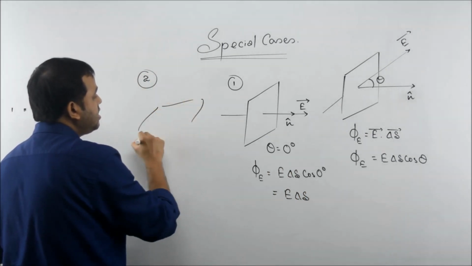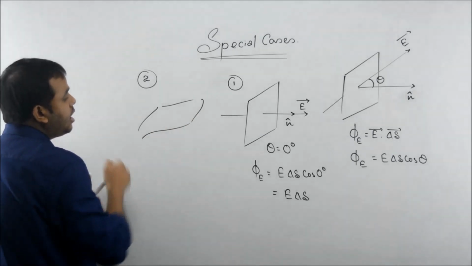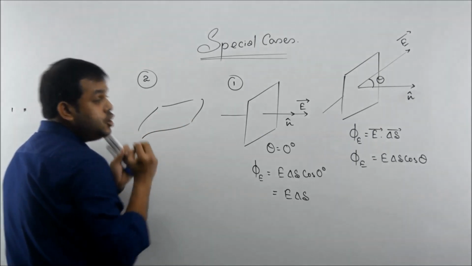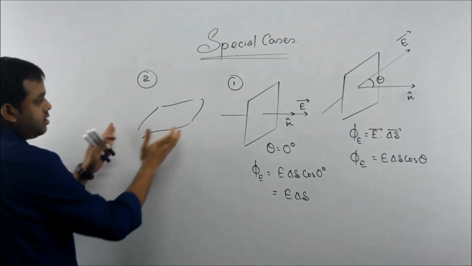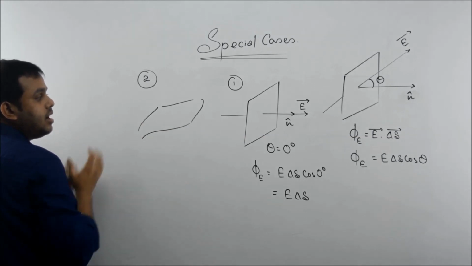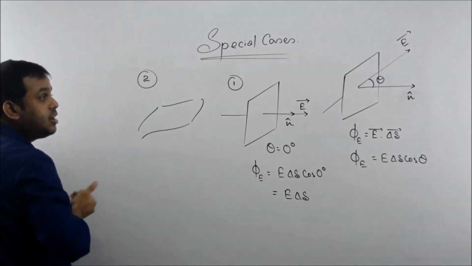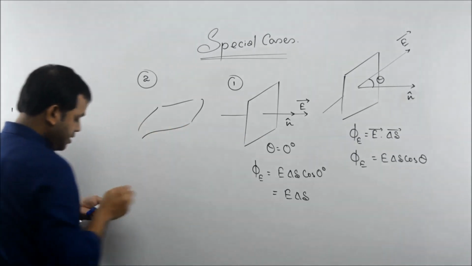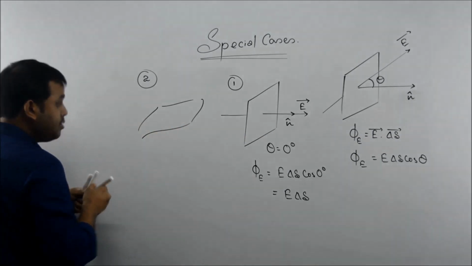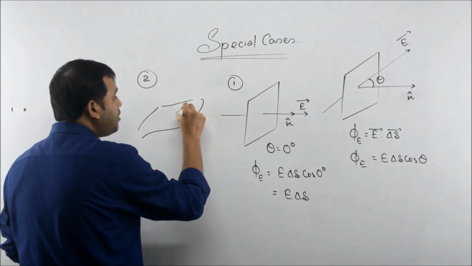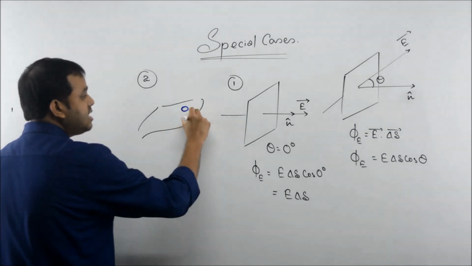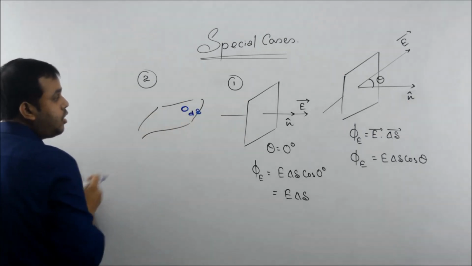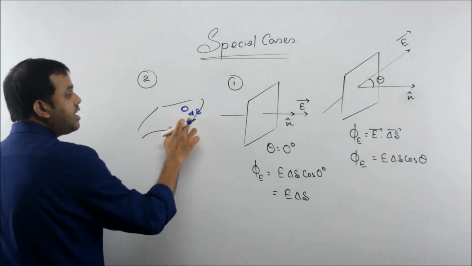Let us consider this as any arbitrary area, and it is placed in a region where electric field is not uniform, and we need to find the total electric flux through this surface. Now what we'll do, we'll take a small region. Let us consider this as ds. We have taken a small region, or you can say a small element of area ds.